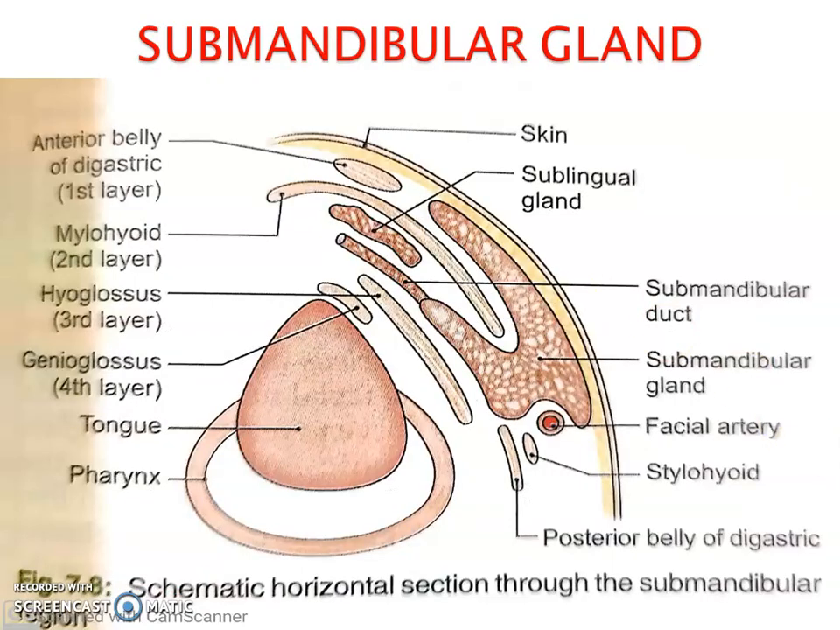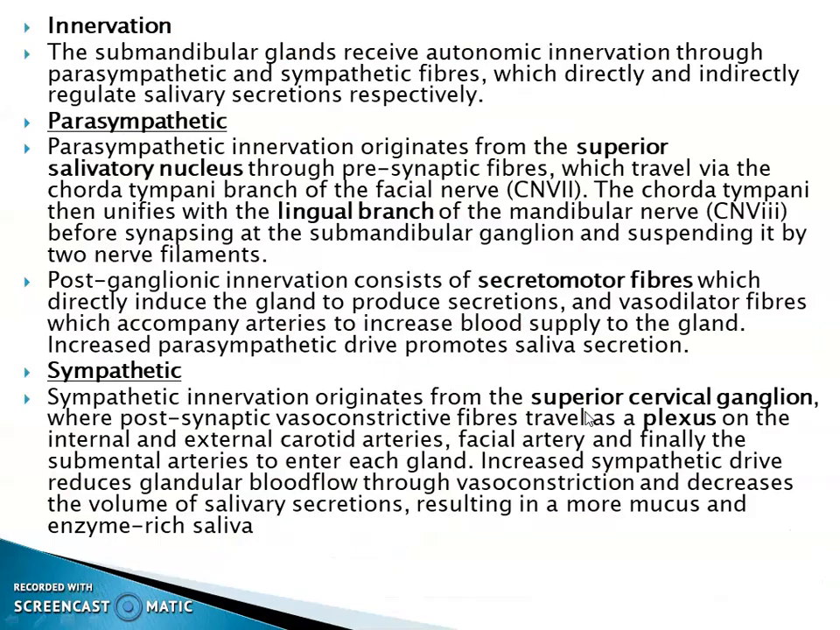In this diagram, we can see the facial artery, which forms a groove on the posterior aspect of the submandibular gland. Then in innervation, the submandibular gland receives autonomic innervation through parasympathetic and sympathetic fibers, which directly and indirectly regulate the salivary secretions respectively.